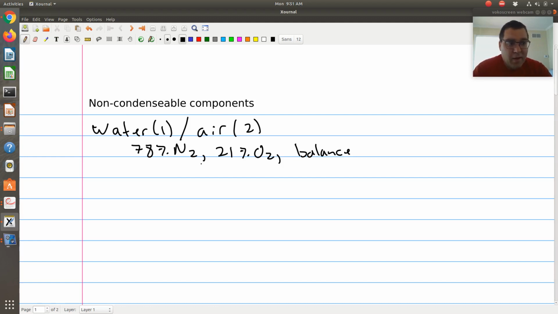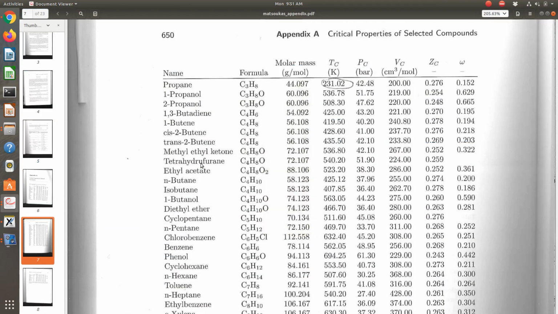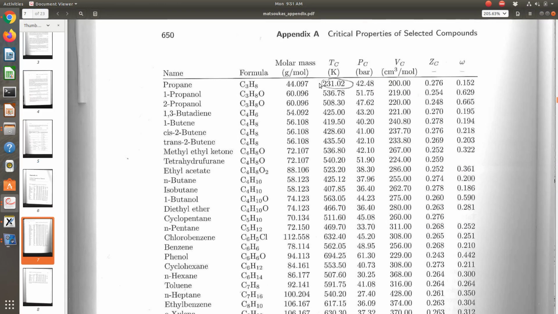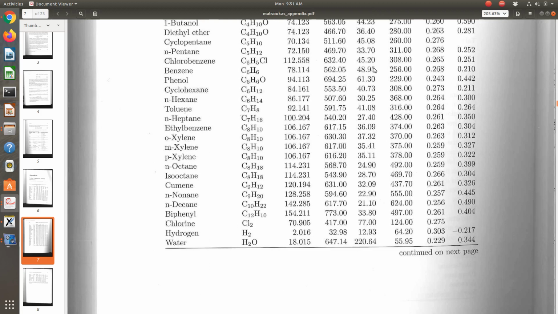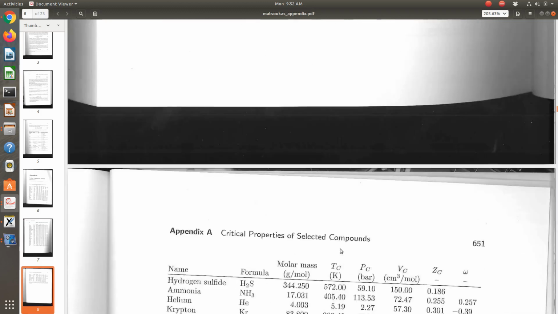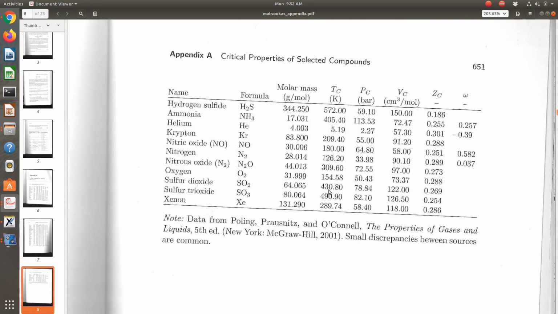And what do we mean by non-condensable? So if I go to the appendix, the back of the book, and look at these two columns, critical temperature and pressure, for water, the critical temperature is 647 Kelvin, and the critical pressure is 220.64 bar. So if I'm at atmospheric temperature and pressure, say 298 Kelvin and 1 bar, I'm well below the critical point of water. But on the next page, we have nitrogen and oxygen.